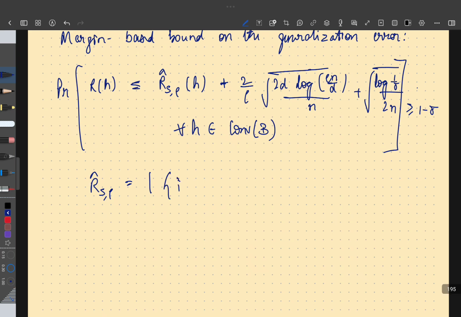So this is the number of points in your training set. In general, for the 0-1 loss, the empirical risk would be the number of points that are classified incorrectly, or in other words, yi times h of xi less than or equal to 0. In this case, I'll define it a little differently. So this is less than or equal to rho, for some rho greater than 0.